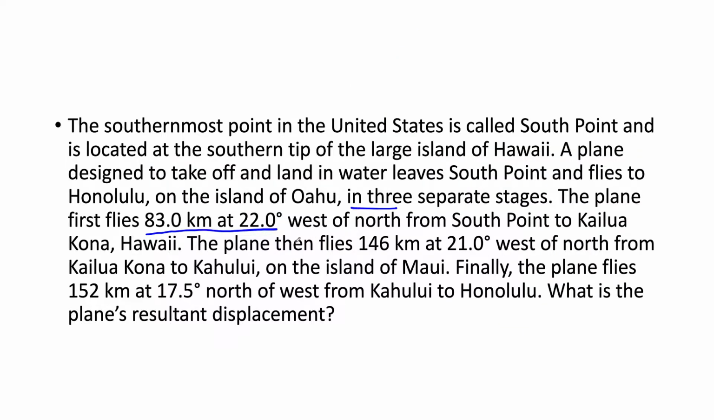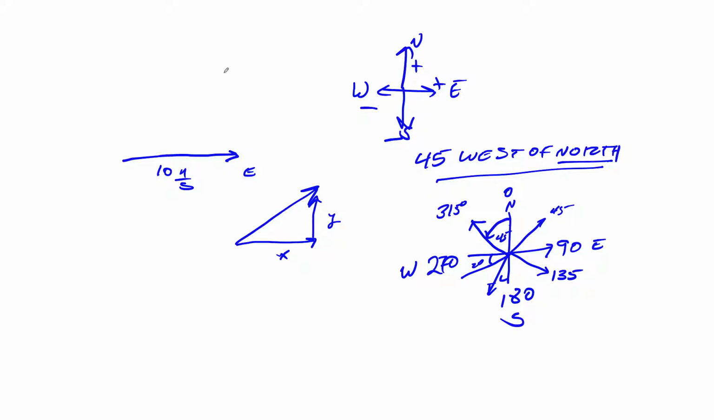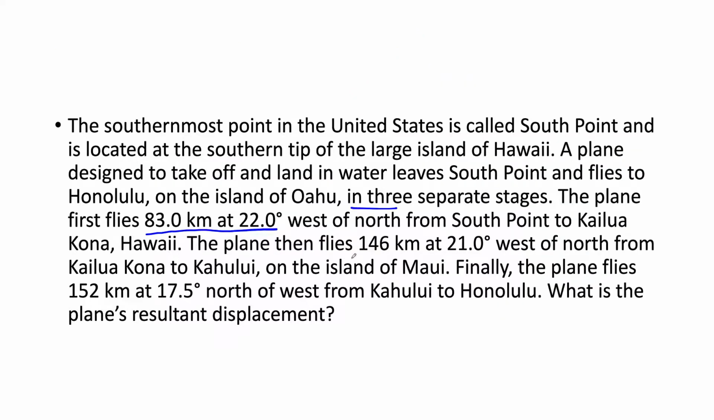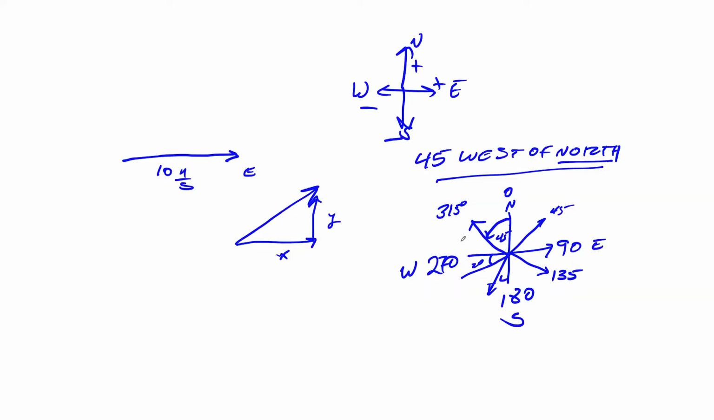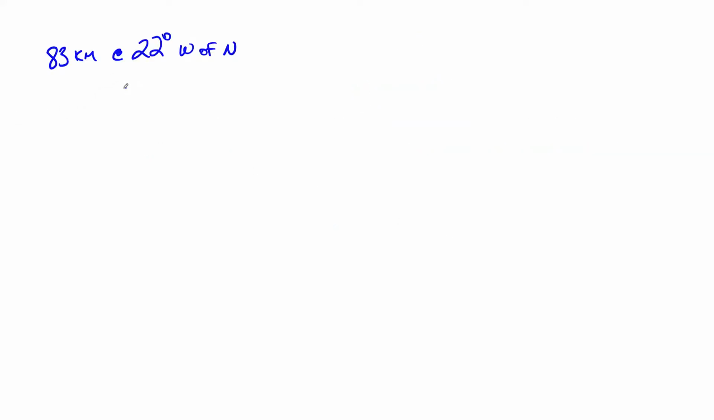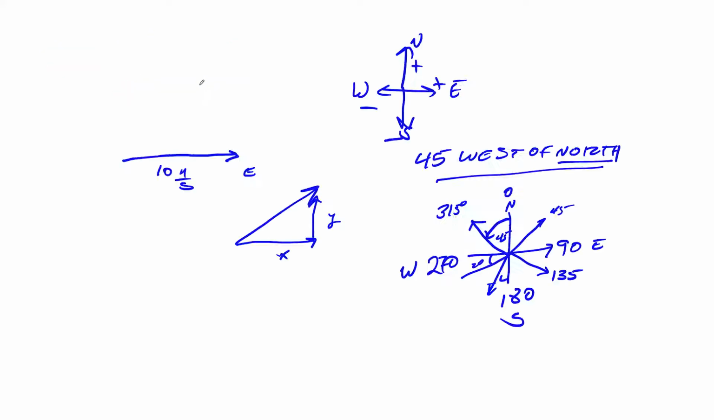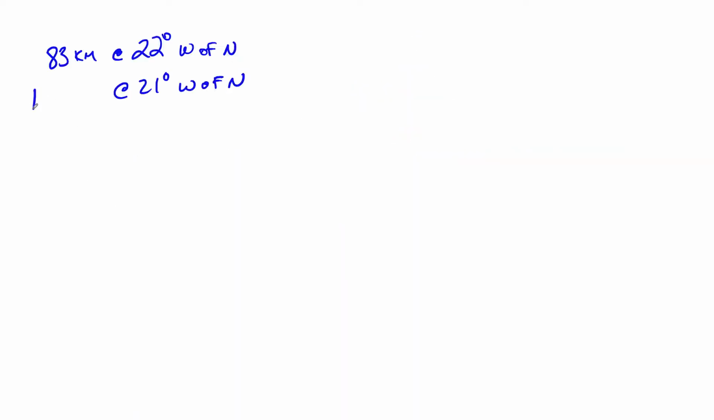So here's our first slide. Here's our first angle. I'm going to go 83 kilometers at, I believe, 22 degrees west of north. I'm just going to abbreviate west of north, and that should be 83. Yep, 22. All right, then the plane flies. Here's the second vector: 146 kilometers, 21 degrees west of north. So it's not a big change in direction, but significant. And it's 146, so I'm going to put 146 down.